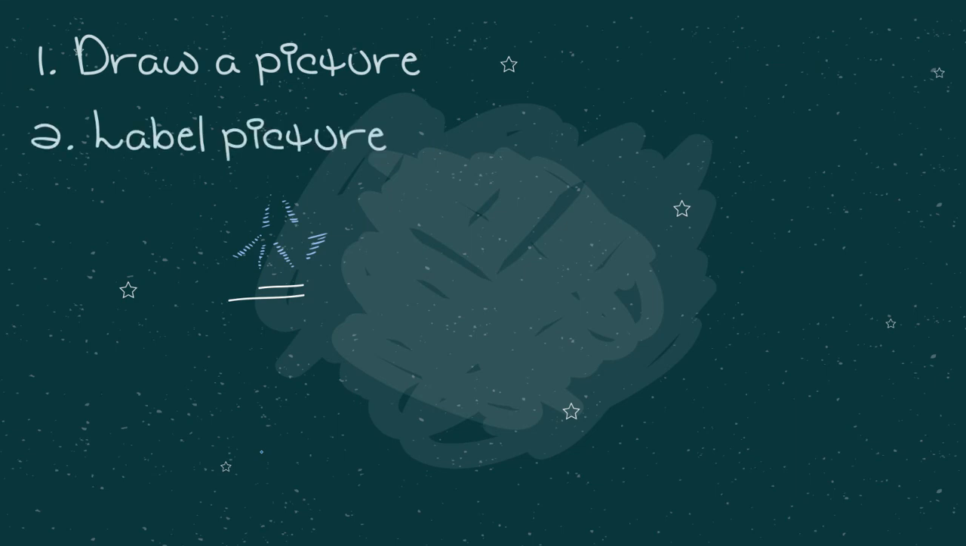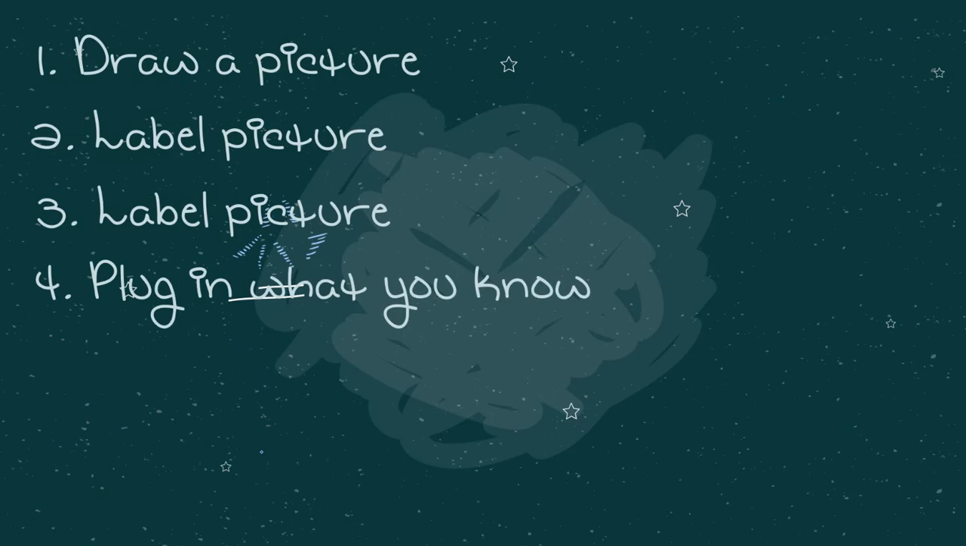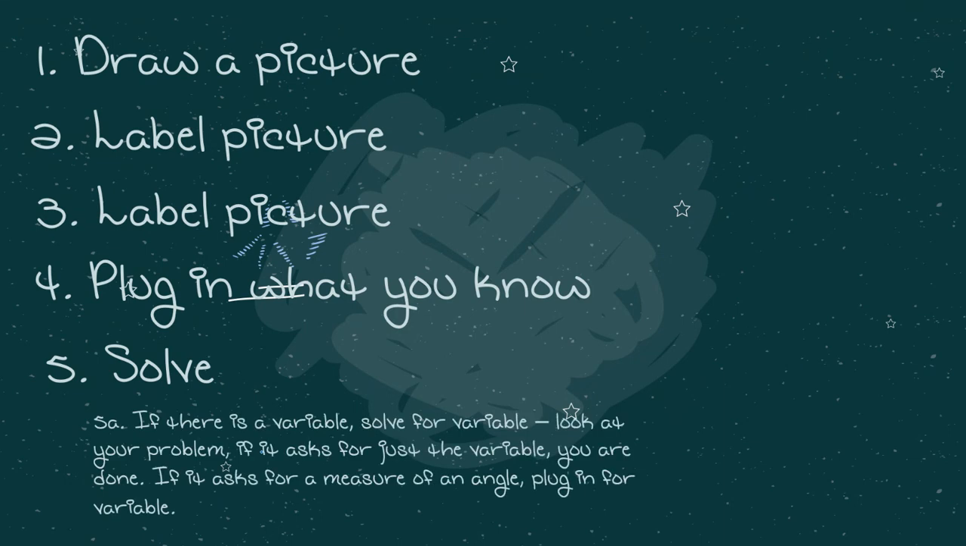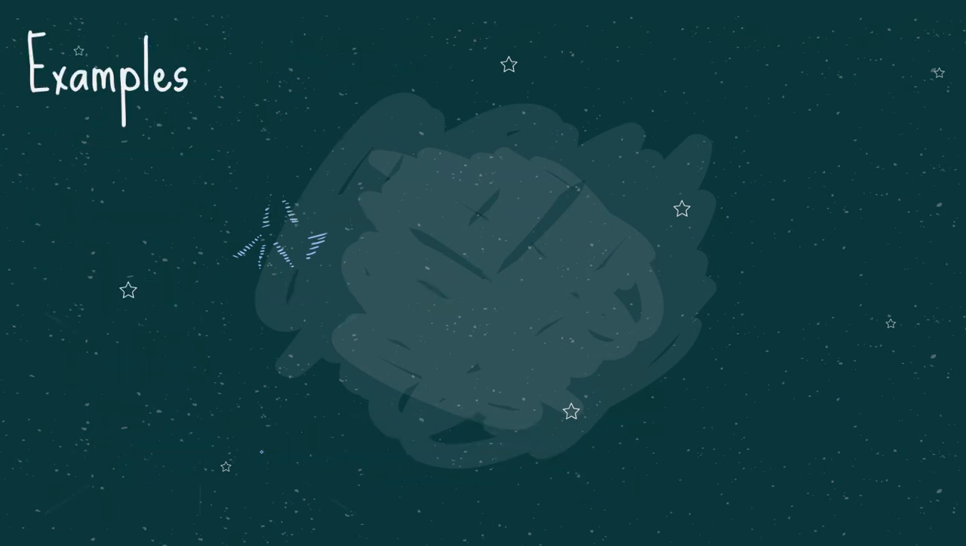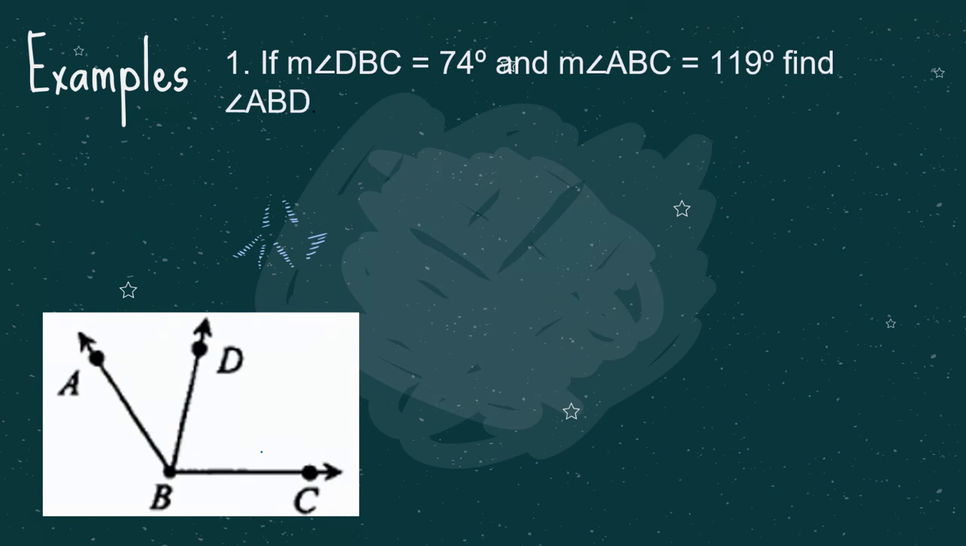Step 1, draw a picture. Step 2, label your picture. Step 3, I guess, is label your picture again. Step 4 is plug in what you know. Step 5 is solve. And this last one is just telling you to look back at your problem. If it asks you to solve for the variable, then solve for the variable and stop there. If it asks you to find an angle, make sure to pay attention to what angle, and plug in your variable for that angle.